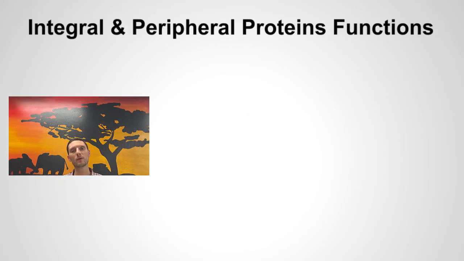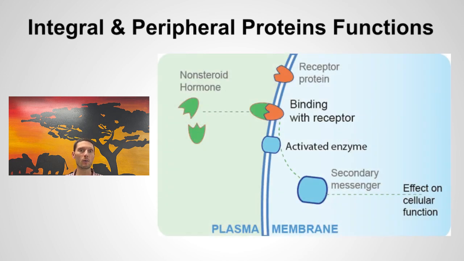These integral and peripheral proteins can have a number of different functions. For example, look at a couple of examples here. They can act as a hormone binding site. The protein receptor has a binding site for a specific signal molecule, a hormone that it will bind to, and it's specific to that particular type of hormone, so other hormones are not going to be able to bind typically.